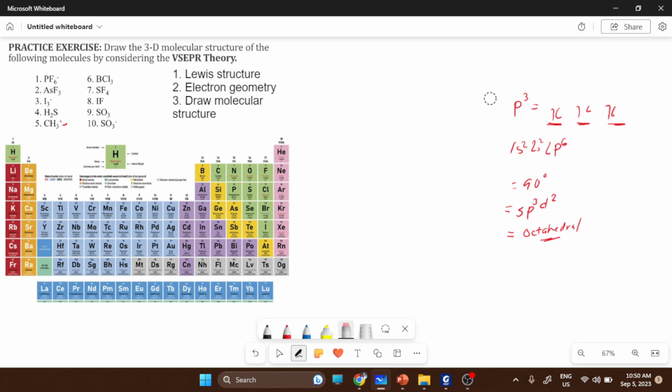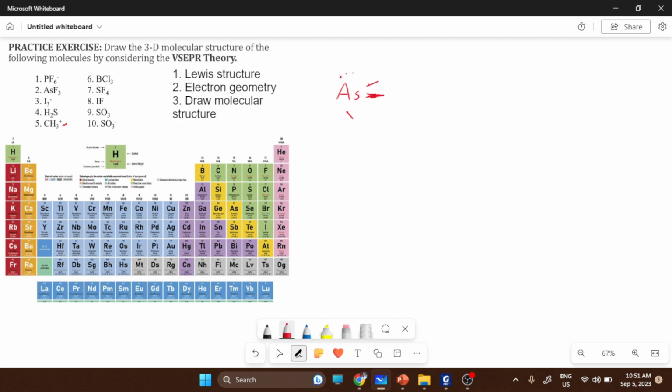Number 2 is arsenic trifluoride. Arsenic trifluoride. Okay, first and foremost, Lewis structure. So, arsenic is group 5, right? So, 5 Lewis dots. And then, 3 fluorine. It will accommodate 3 fluorine atoms. So, there is 1 lone pair left. What could its electron geometry be? So, 1, 2, 3, 4. 4 electron domains. Therefore, it is what?